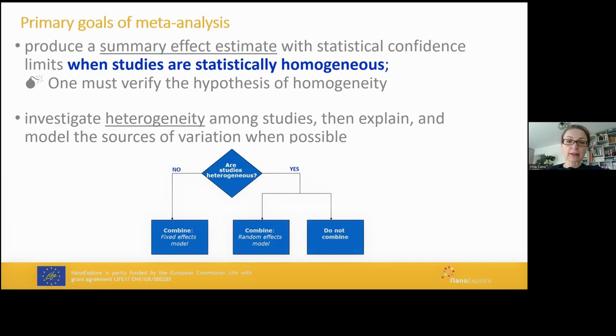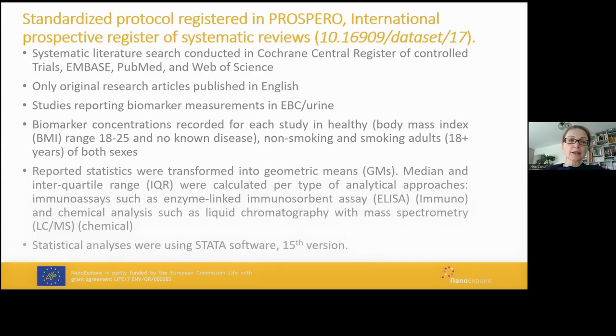And when doing it, like in the reference interval estimation, we actually could decide if it is necessary to do the partitioning or the stratification of the values measured in our meta-analysis to provide it according to specific characteristics of a population. So for the biomarkers that we have in the NanoExplore project, the three that I measured in urine or in EBC, we established the standardized protocol, which was registered in the International Prospective Register of Systematic Reviews, PROSPERO.